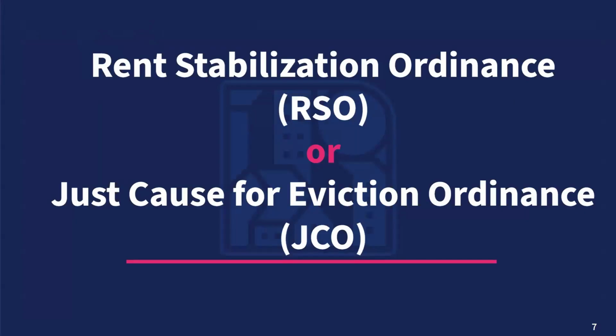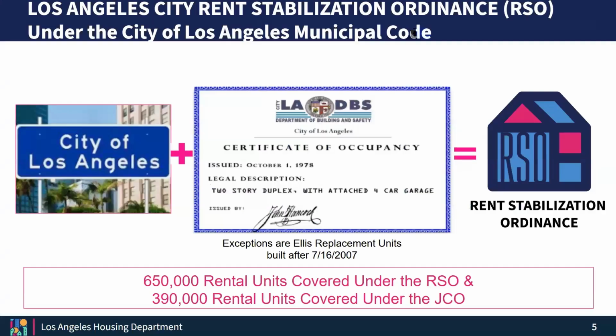Rent Stabilization Ordinance or Just Cause for Eviction Ordinance. Los Angeles City Rent Stabilization Ordinance under the City of Los Angeles Municipal Code. 650,000 rental units are covered under the Rent Stabilization Ordinance and 390,000 rental units are covered under the Just Cause Ordinance. Next slide.